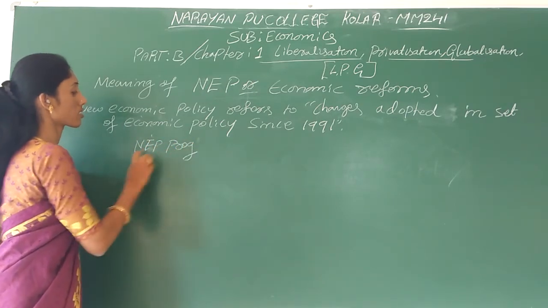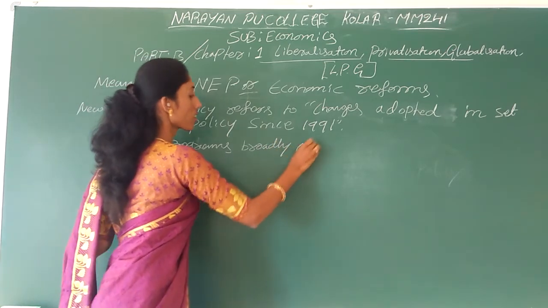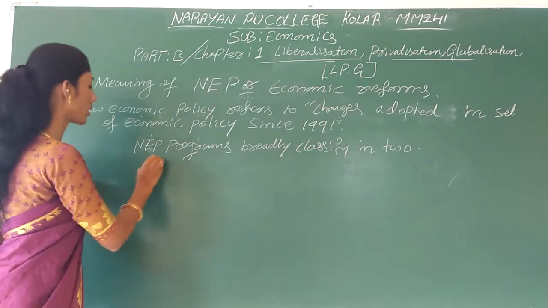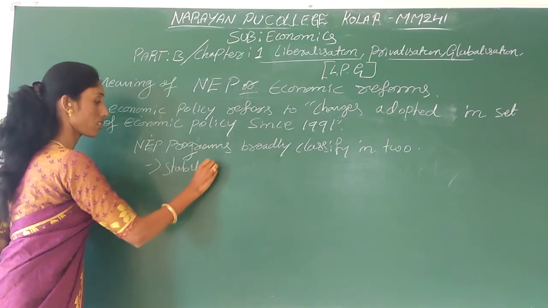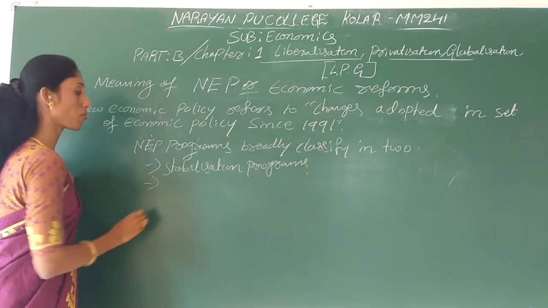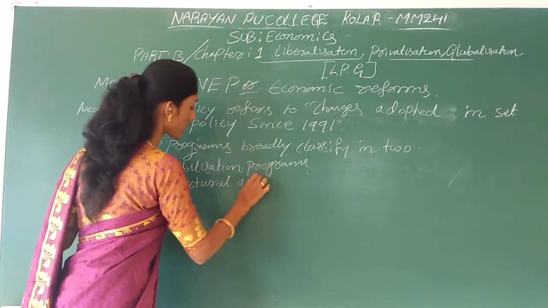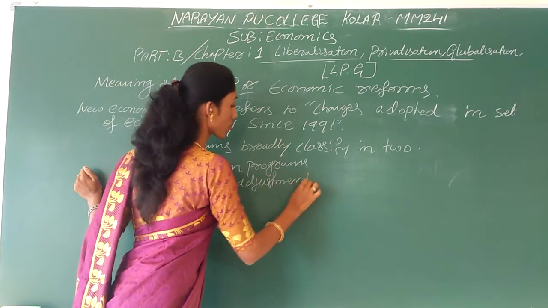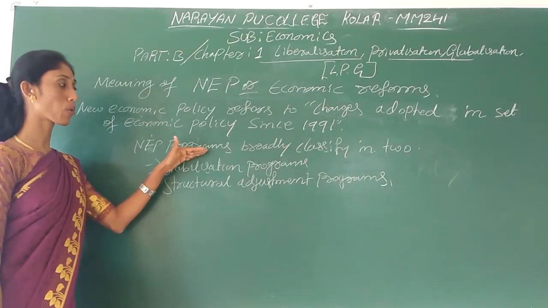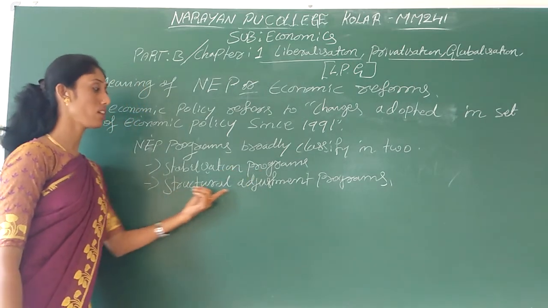NEP programs, it means new economic policy programs, are broadly classified into two. In that, first one, stabilization programs, and next, one more important one is structural adjustment programs. These are the two main programs under the new economic policy we have adopted. In that, first one, stabilization program, and second one, structural adjustment program.